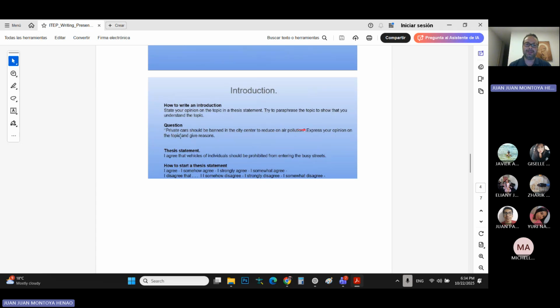So, question: private cars should be banned in the city center to reduce air pollution. This is an example, right? Express your opinion on the topic and give reasons. So, thesis statement: I agree that vehicles of individuals should be prohibited from entering the busy streets.